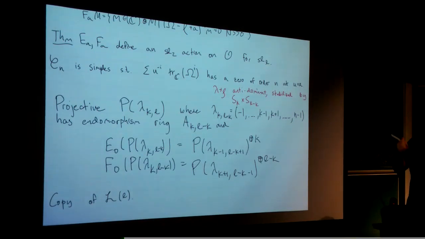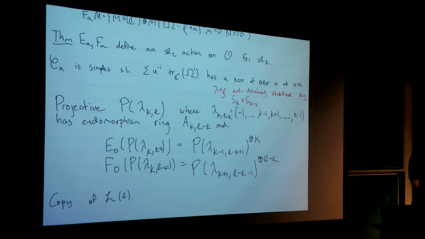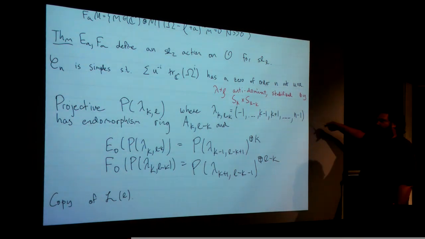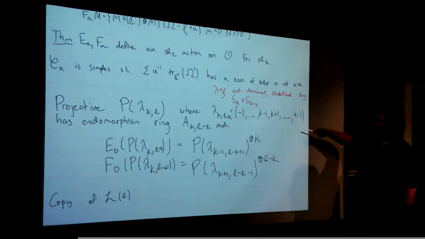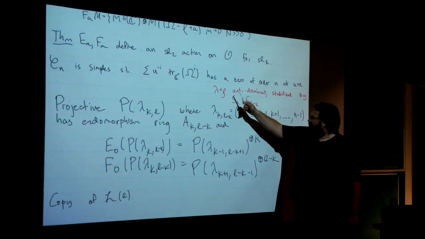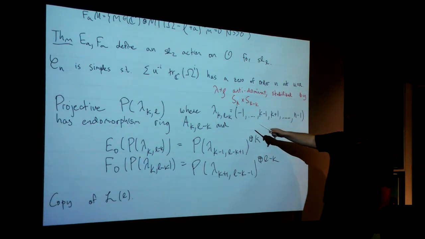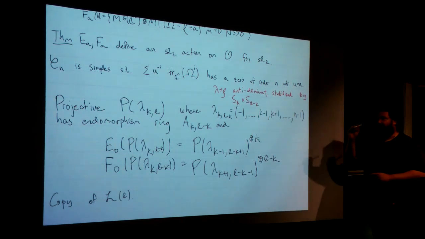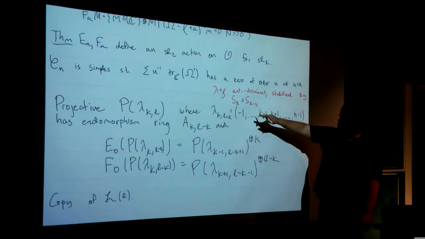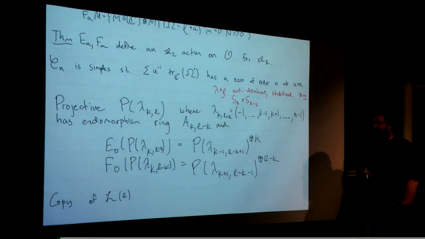And the way this connects to this script L is I can look at the anti-dominant projective in this extremely singular block of category O. So I'm writing down a particular weight here. How did I choose this? Lambda plus rho is anti-dominant, and lambda plus rho is stabilized by S_k, S_{L-k}. Or I could say that this guy is stabilized by this guy under the dot action.